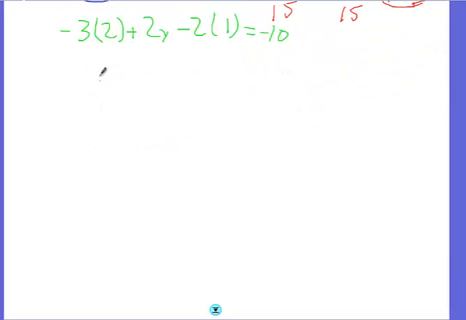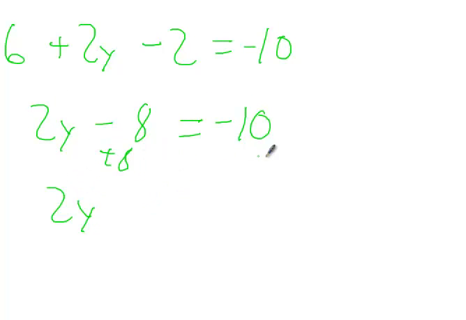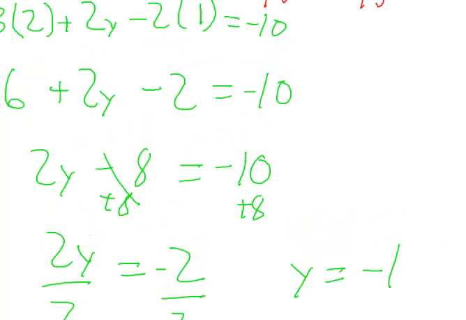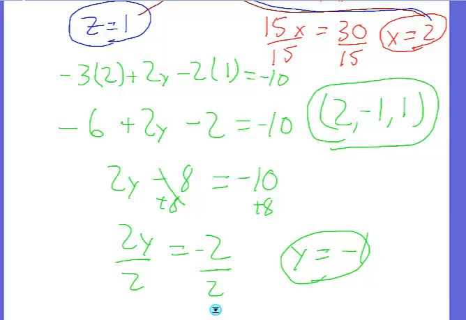All right, I know that's a lot of work, so we're going to simplify it. Negative 6 plus 2y minus 2 equals negative 10. 2y minus 8 equals negative 10. 2y, we gotta add 8. Sorry, I'm just getting really excited because it's a lot of fun. 2y equals negative 2. Divided by 2, y equals negative 1. So we know that our x is 2, y is negative 1, z is positive 1. So our solution is 2, comma negative 1, comma 1.